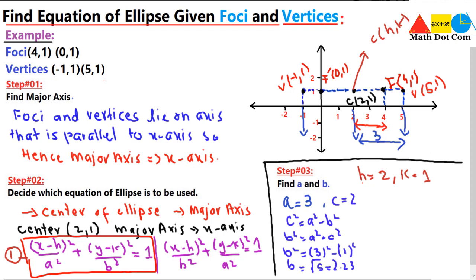Now we have got a and b and h and k, so we just need to put these values in equation 1, the standard equation of the shifted ellipse. So let's put them in that equation and get the required equation of the ellipse.